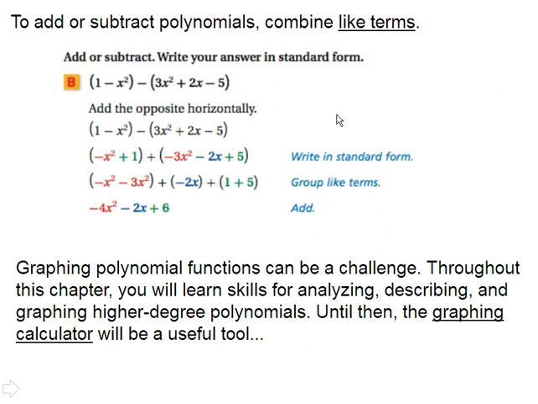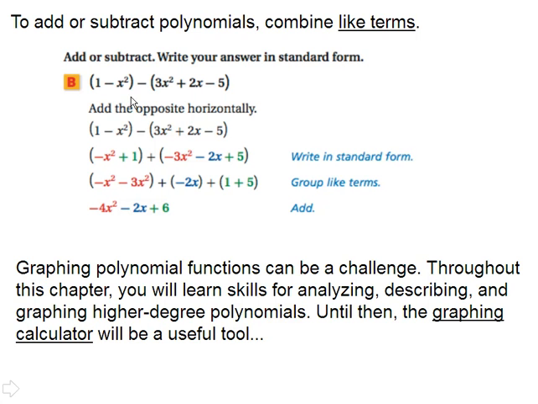Now, when you're adding or subtracting polynomials, the thing to remember is all you're really doing is combining like terms. Remember, like terms, you have to have the same letter, same variables, to the same powers. Those are like terms, and you can add and subtract like terms simply by adding or subtracting the coefficient or the number that goes with it.